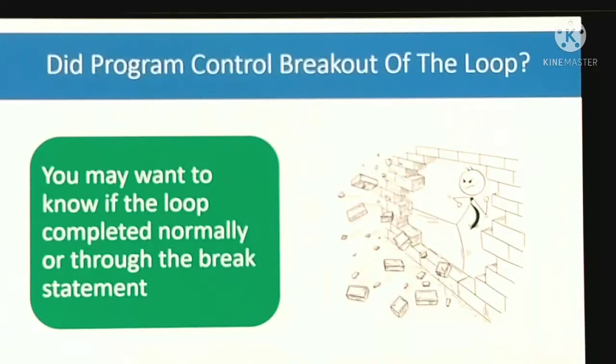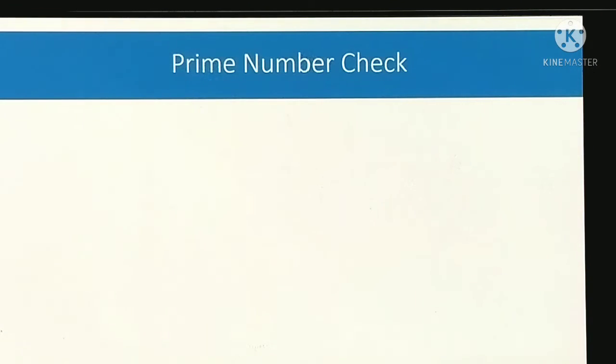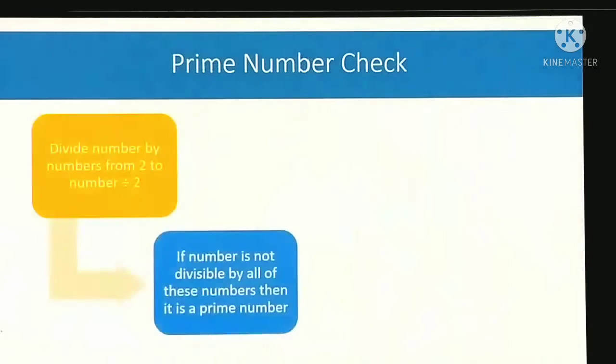You may want to know if the loop completed normally or through the break statement. So that is basically the condition. Either whatever condition you have written in the loop will be completed normally according to the statement, or, if your requirement is fulfilled before closing the loop, you can come out from the loop. Like here you are going to check the prime number. So what is the condition of a prime number?